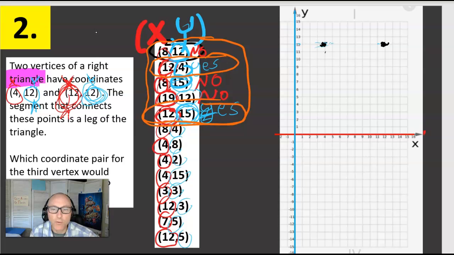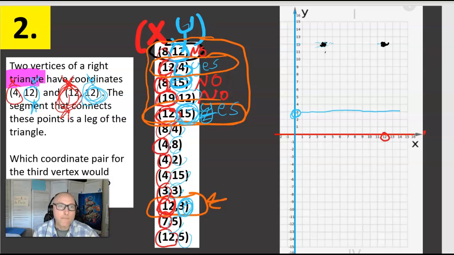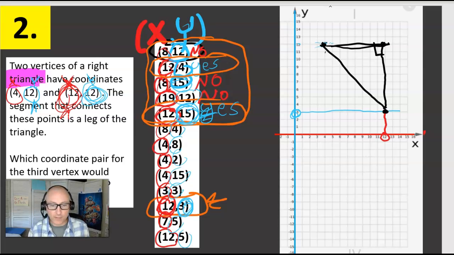Oh, they have 12s. I bet you that has something to do with it. Let's keep going. As a matter of fact, let's test it. Let's test this one with a 12 right here and see what happens. Well, I'll be darned, there it is. I think it's going to work.